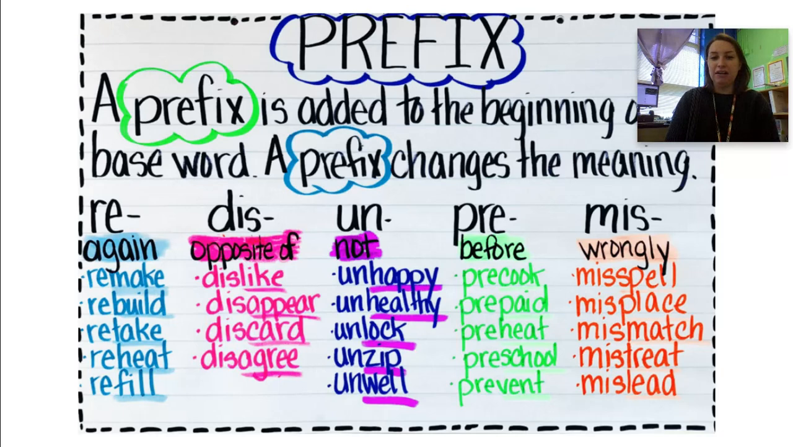Un means not, like unhappy, unzip, unwell. Pre means before, like precook or preschool, before you go to school. And miss means wrong. So misspell, that means you didn't spell it the right way. Mismatch, that means you didn't match it together the right way. So all of these prefixes have meanings that can go with the base word's meaning. And when we're using prefixes, we're going to think about how we have a base word and it means something, and then we add a prefix to it and now it means something a little bit different.